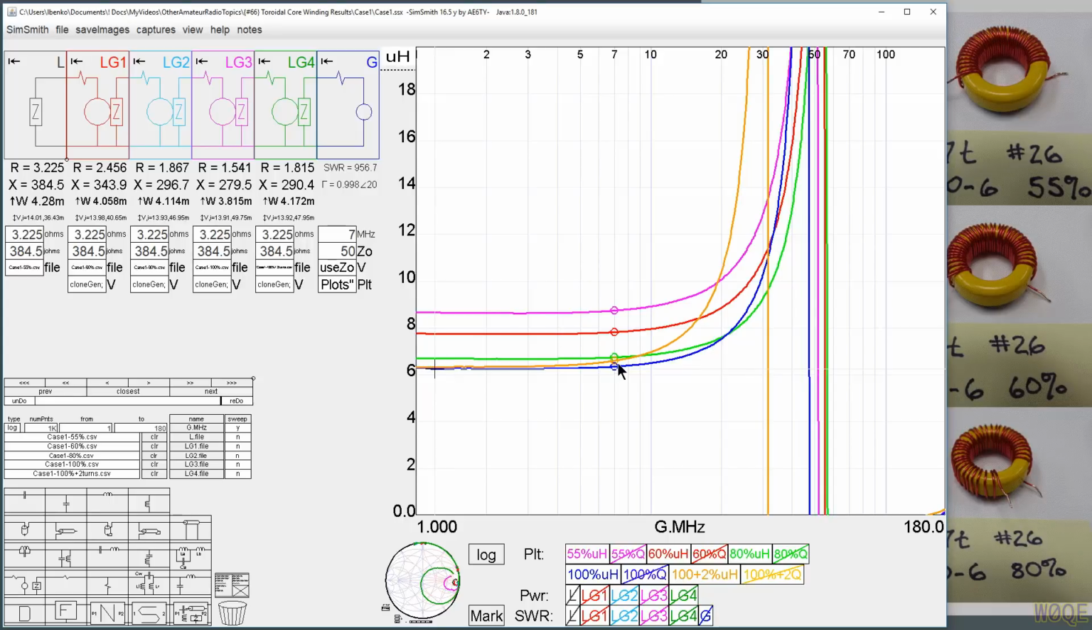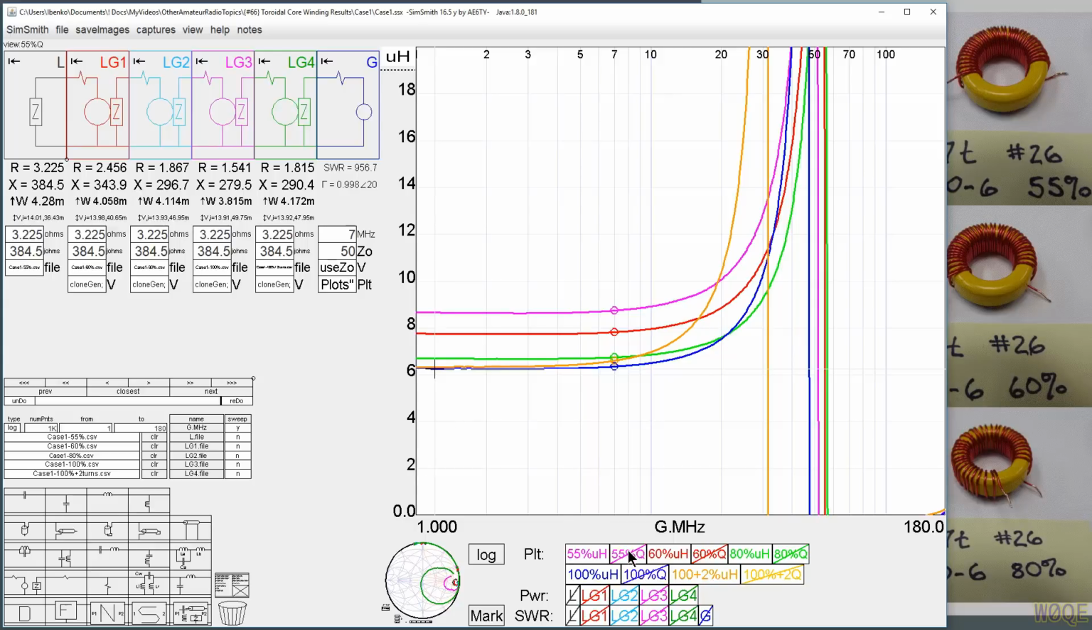And we see the effect of those 2 extra turns that overlap the turns from the other end of the coil, with a huge reduction in the resonant frequency. So the highest resonant frequency is the 80% case, and that's pretty expected. In the 100% case, the resonant frequency dropped quite a bit to here, and this is what we got.